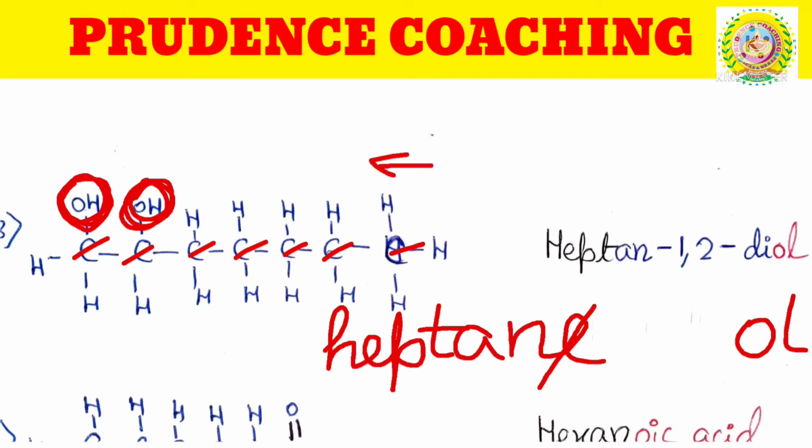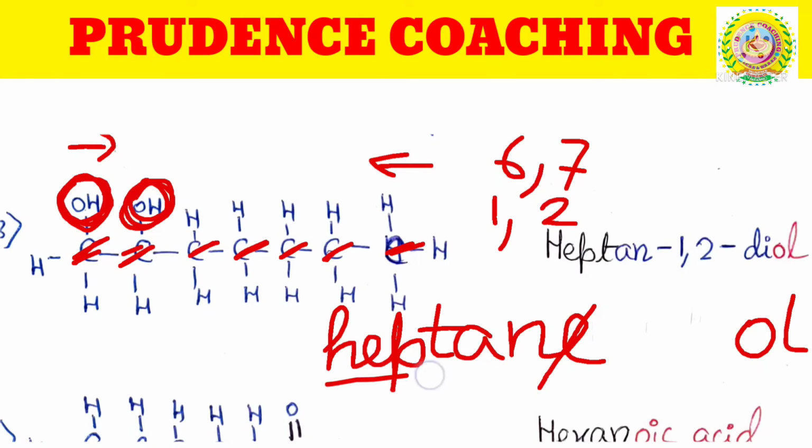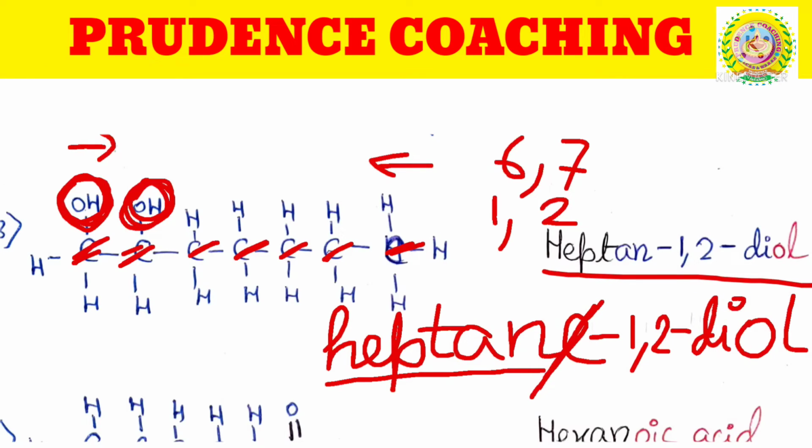So you need to write the position of OH. If we count from this side, 1, 2, 3, 4, 5, 6 and 7, you will get 6, 7. But if we count from this side, you will get first, that is 1, 2. So you need to give preference to 1, 2. So you need to write like this, that is heptane. You need to remove E, and as alcohol is written in the suffix, you will give a dash. You will write the position, that is 1, 2 dash diol. Why diol? Because 2 alcohols are there, so diol. So this is our answer here.